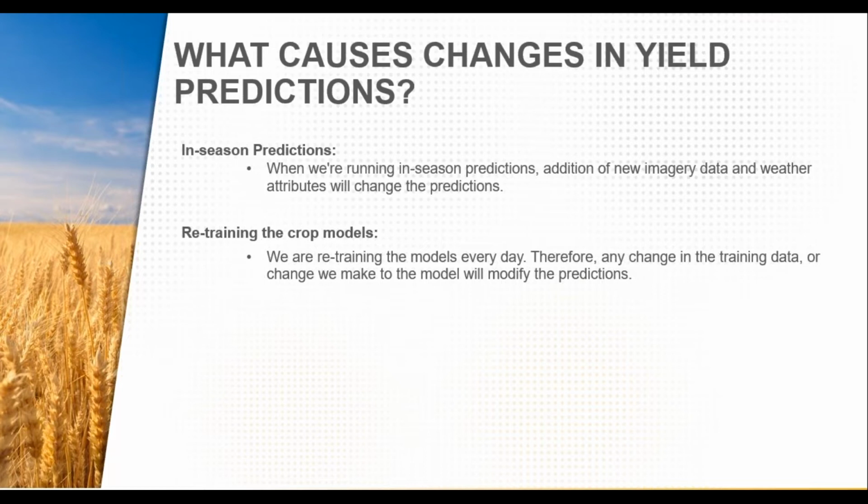So when we're doing our predictions in season, there's lots of things that can impact how that yield potential is going. So, the addition of new imagery, new data, new weather, all of those things will change the prediction as the season progresses, because it's taking in that data and that information to adjust that yield prediction. And then we're retraining the models every day as well. So anytime there is a change in the training data, or we make a change to the model, in general, that's going to make a change to those yield predictions as well.